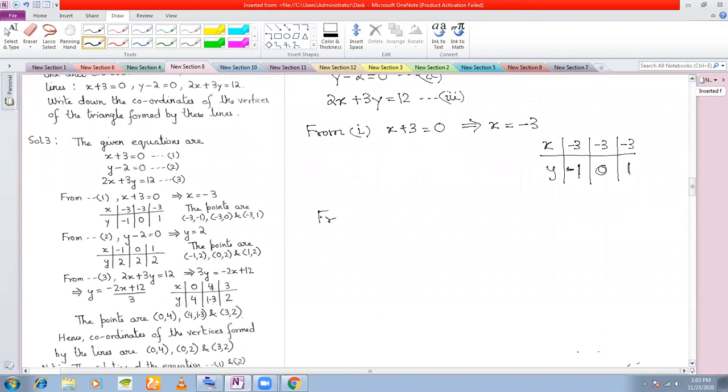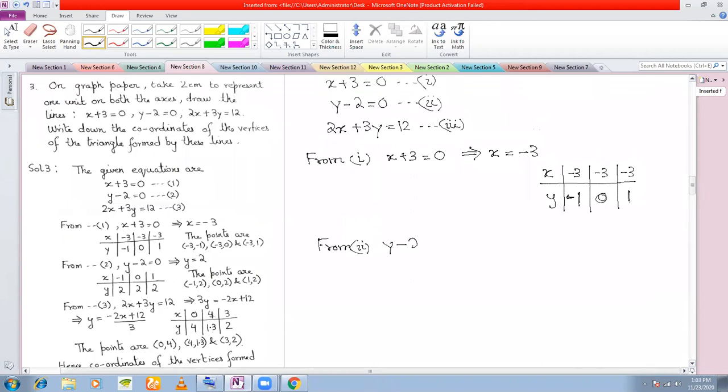So look at the second one. The second equation is y - 2 = 0, so from here I get y = 2. Since there is no x, nothing to worry about. Since y is equal to 2 always, the value of y will always remain 2, whatever value of x I take. Again, it is up to me, and my choice will always be -1, 0, and 1.